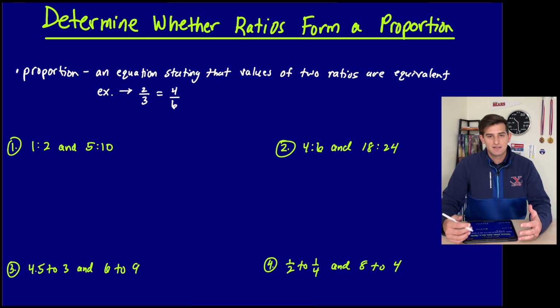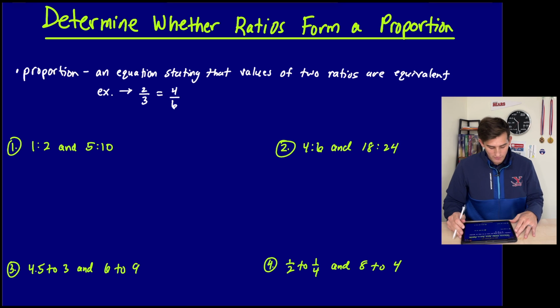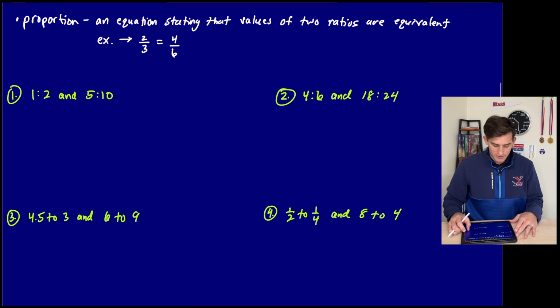So in this video we're going to take two ratios and we're going to try and see if they are proportional, if they form a proportion. We can do this by multiplying one or both fractions, or dividing the top and the bottom, the numerator and the denominator, by the same number in order for us to make the two ratios look exactly the same. Okay, so let's start off with number one. We're going to do four examples here.